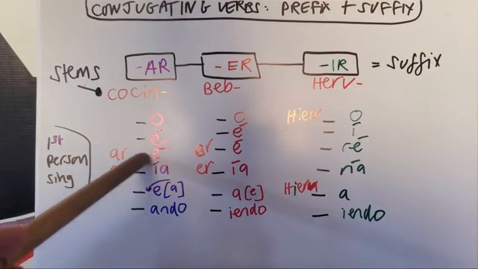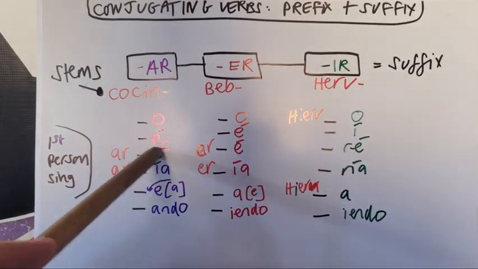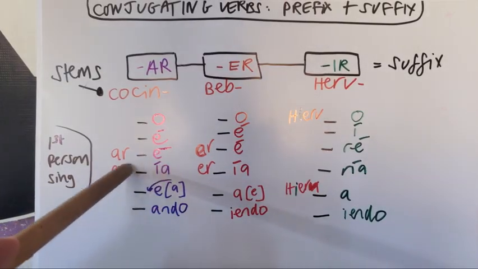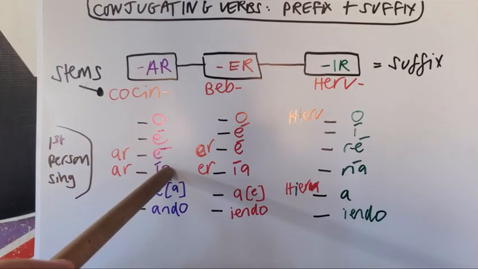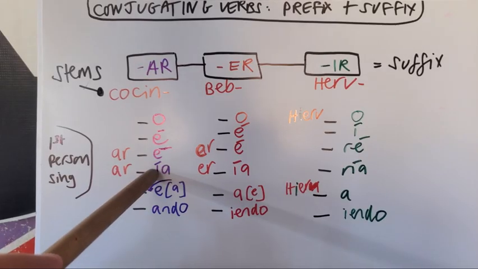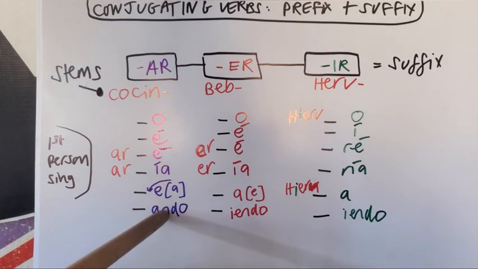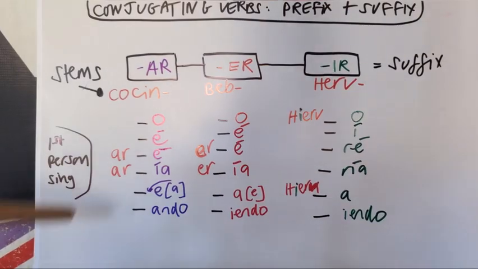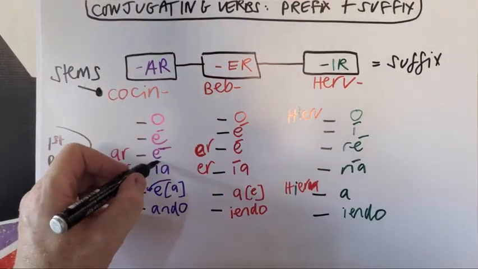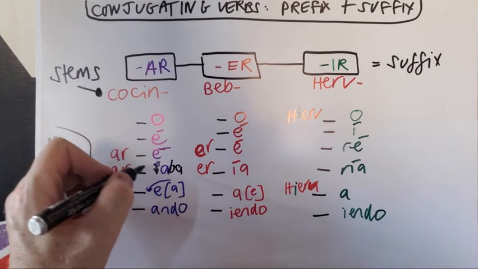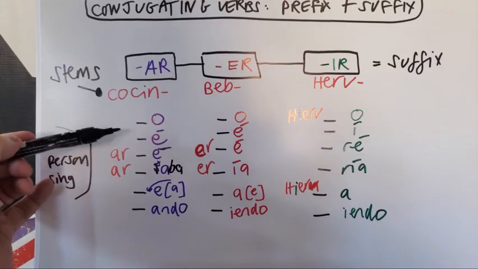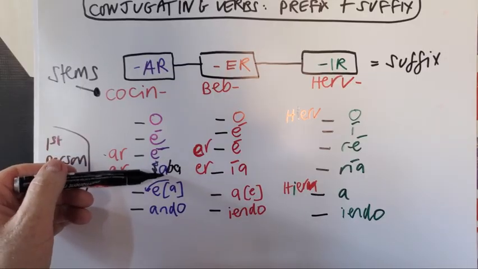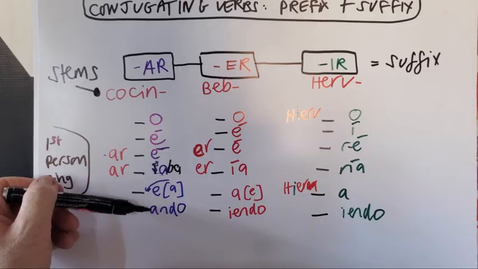Cociné is an exception to, well, the imperative, but I won't talk about that. Cocinaba means I was cooking. So, cocino, I cook; cociné, I cooked; cocinaba is I was cooking; cocinando, cooking.